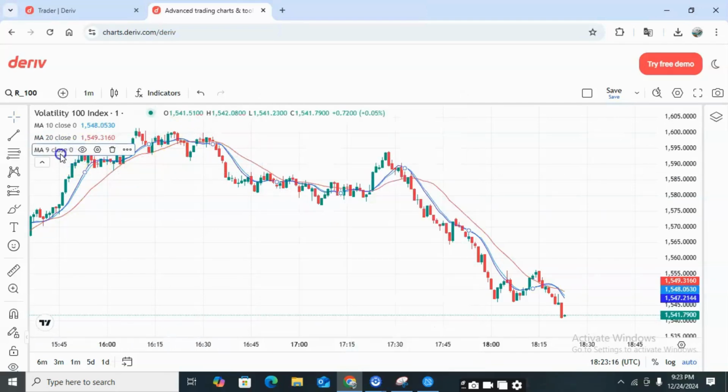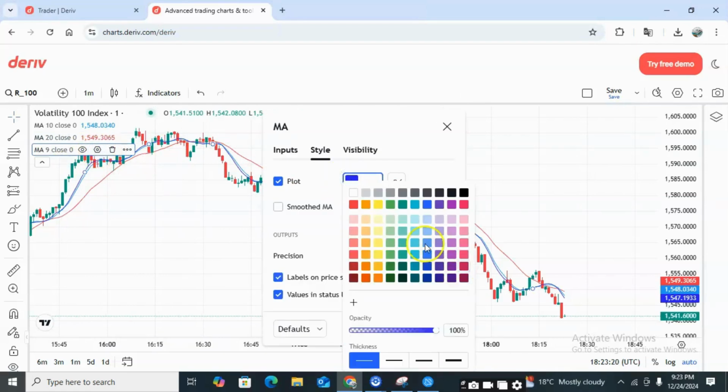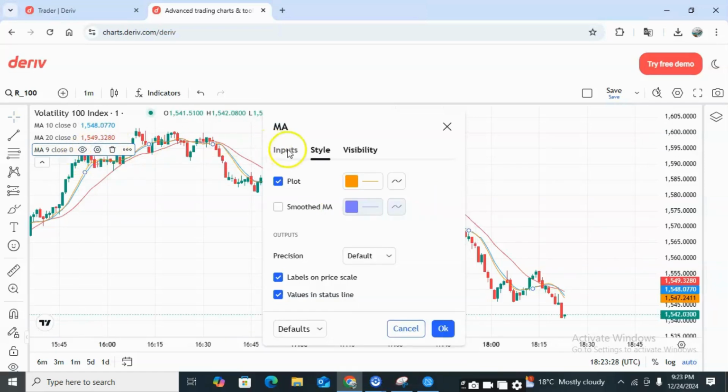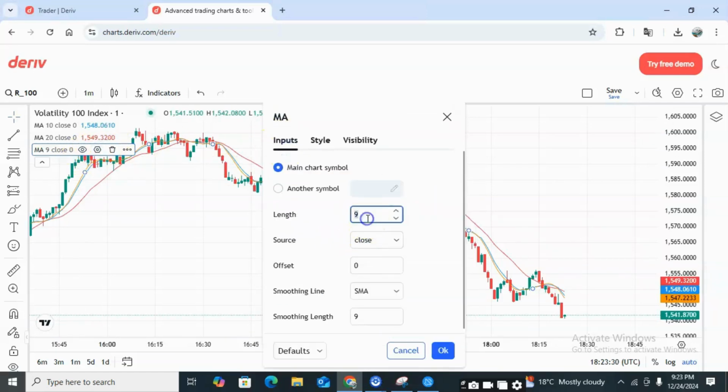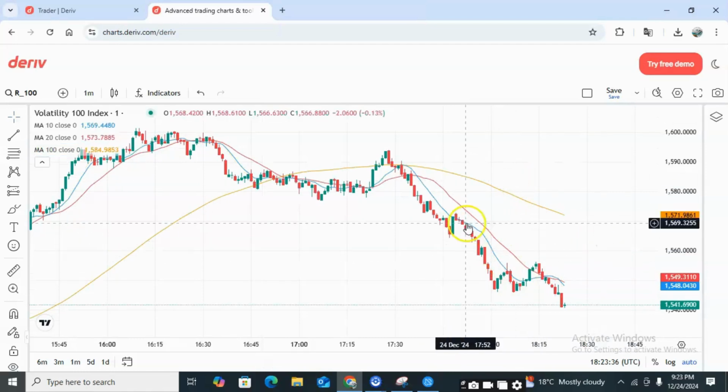For the next moving average we are going to change the color. Let's go with orange. We are going to input the length as 100. Okay, so that's okay also.